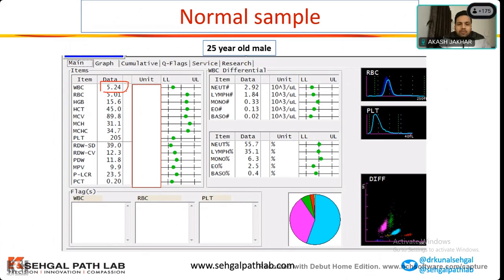But what is it? Is it 524, 5 cells per microliter, 500, 5,000, 50,000? What is it? Sir, 5,000. Yes. The clue was here, 10 to the power 3. So 5.24 means 5,240, that is 5.24 into 10 to the power 3 per microliter.